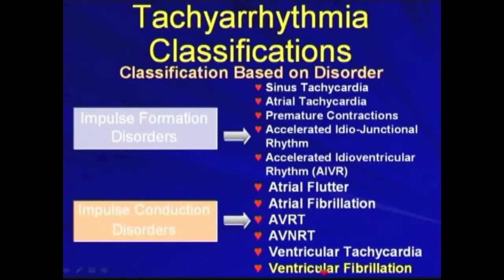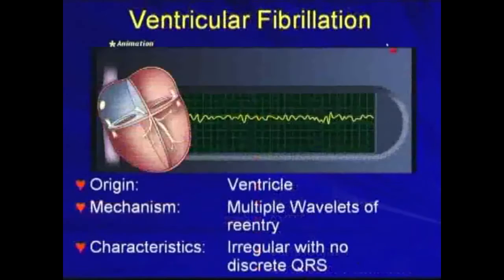Let's look at ventricular fibrillation, the dangerous form of arrhythmia. Here is a sample of ventricular fibrillation, of course originating from the ventricle. It's the multiple wavelets of re-entry.